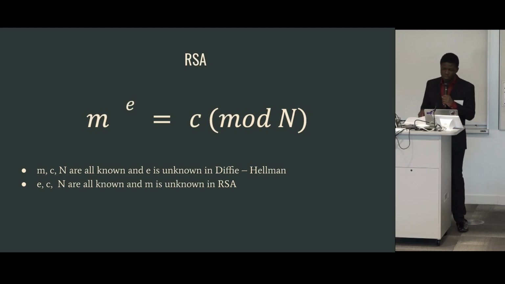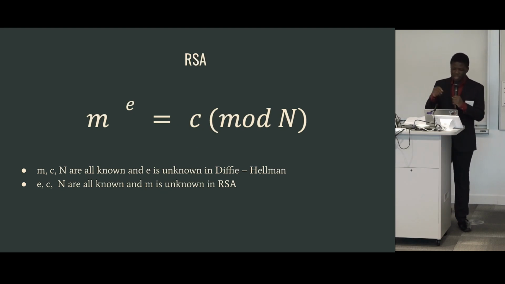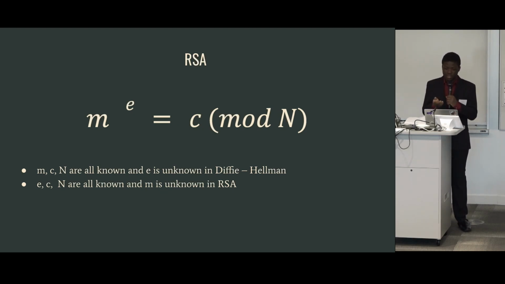So this equation, right, m to the e is congruent to c mod n. That should be a congruent symbol, my bad. But this is familiar, right? It looks like the discrete log problem. So interestingly enough, RSA and Diffie-Hellman use the same form of equation to secure their information. The only thing that differentiates them is what variables are known in this equation.